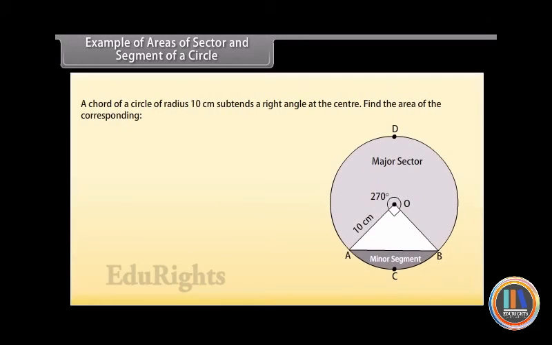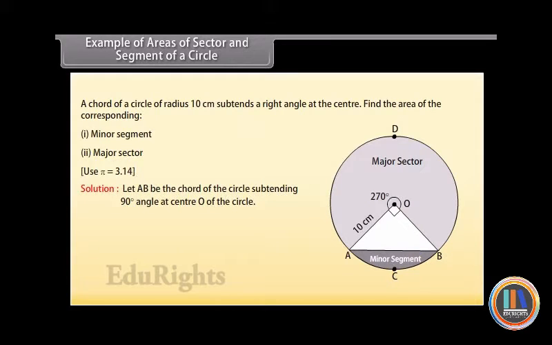Example of areas of sector and segment of a circle. A chord of a circle of radius 10 cm subtends a right angle at the center. Find the area of the corresponding 1. Minor segment, 2. Major sector. Use pi as 3.14. Solution. Let AB be the chord of the circle subtending 90-degree angle at center O of the circle.